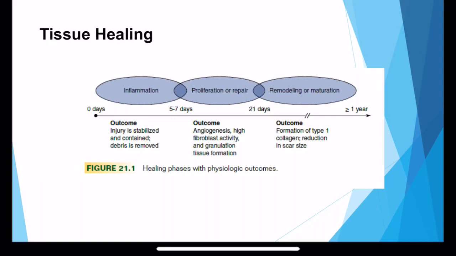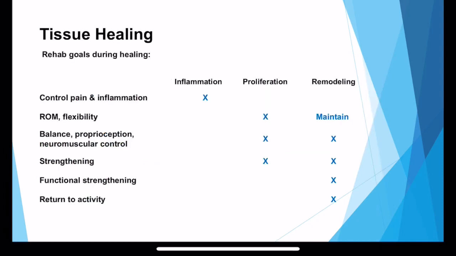But moving right along, these are some goals that we have through each of those phases. So remember, that first phase is really short. For inflammation, our only goal is we want to control pain. So we can't always control pain, but we can control what we do. We can limit painful situations. And then we want to also limit inflammation.